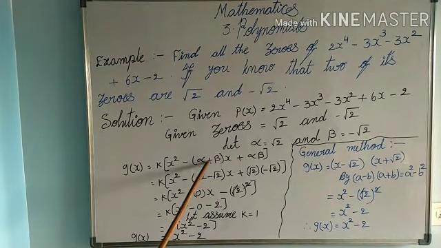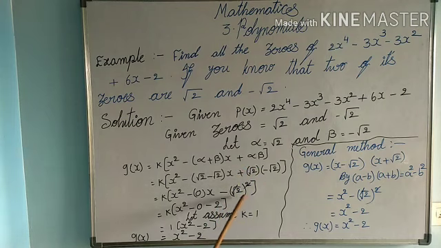Cancellation compulsory. One positive, one negative, we should cancel, means same values. Plus root 2 minus root 2 cancel. If you cancel, plus root 2 minus root 2 value is 0. 0 into anything is 0. And next it is product relation: root 2 into minus root 2. First multiply the signs. Plus into minus is minus.